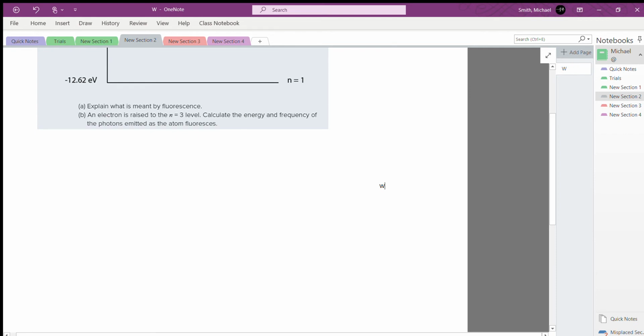So our description of fluorescence is when a photon is incident upon an electron and causes it to transition upwards over 2 or more electron energy levels.